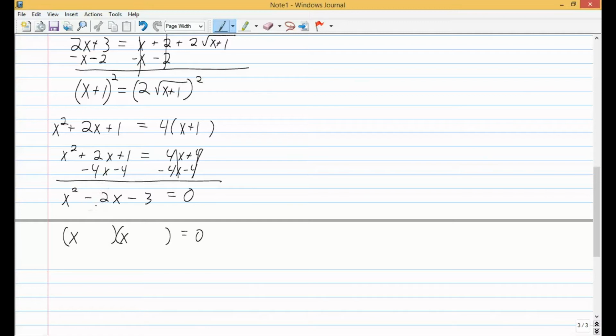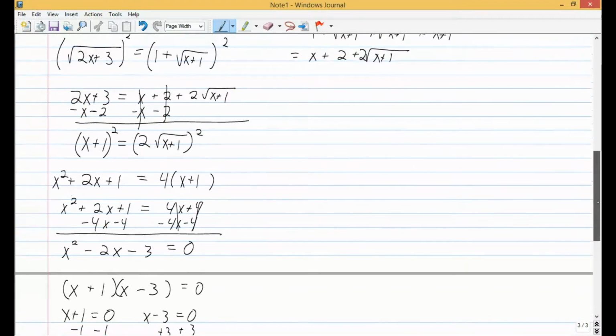I want a negative 2 in the middle, and I want a negative 3 whenever I multiply the two numbers together. So I'm going to say minus 3 and plus 1. You can check and make sure, multiply the outer and inner terms, add those together, and you will get a negative 2x. So set each factor equal to 0 and solve. This is the zero product principle. And I get x equals negative 1, x equals 3. So those are my two answers, I think.